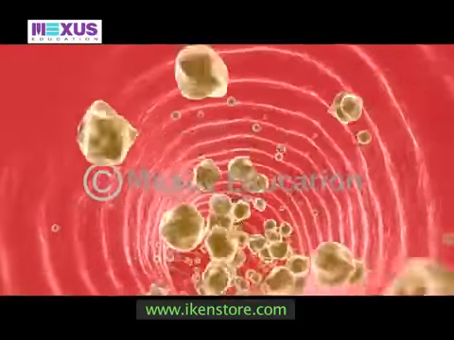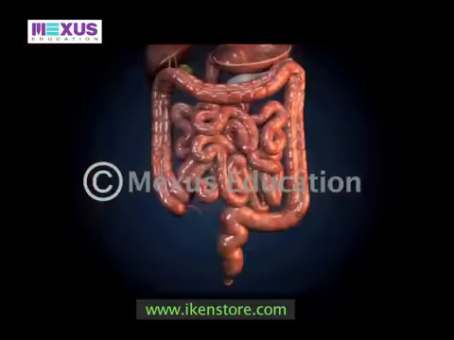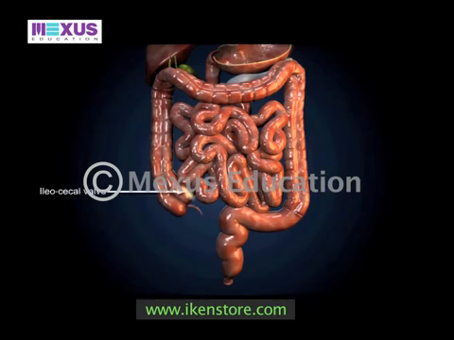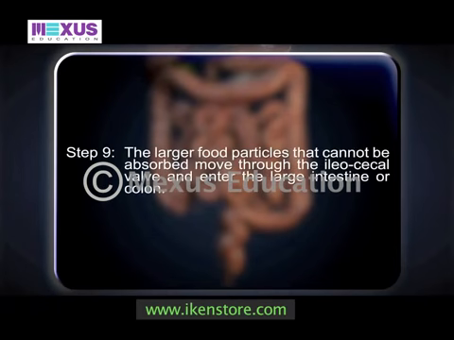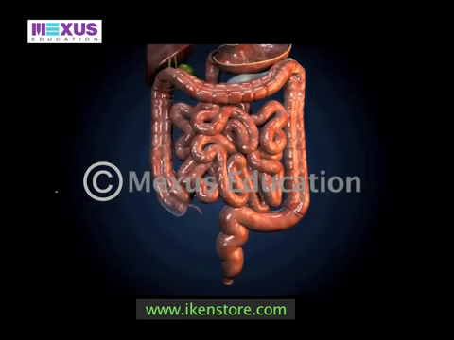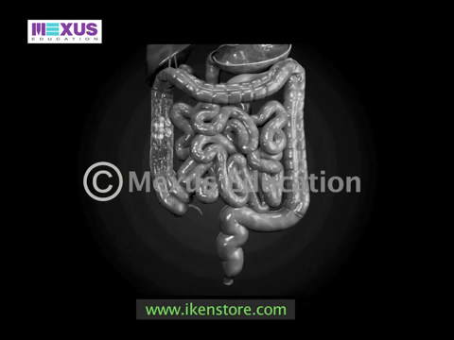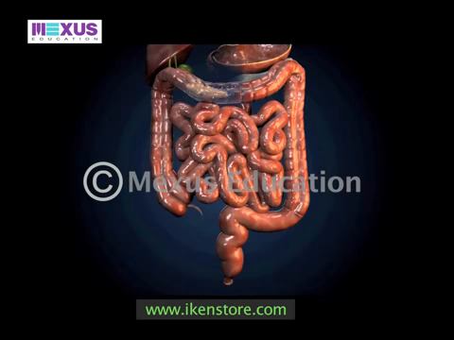The larger food particles that cannot be absorbed move through the ileocecal valve and enter the large intestine or colon. The colon absorbs water, manufactures minerals and produces mucus. The undigested food gradually solidifies as it moves through the colon. This food is considered as waste formed into feces.